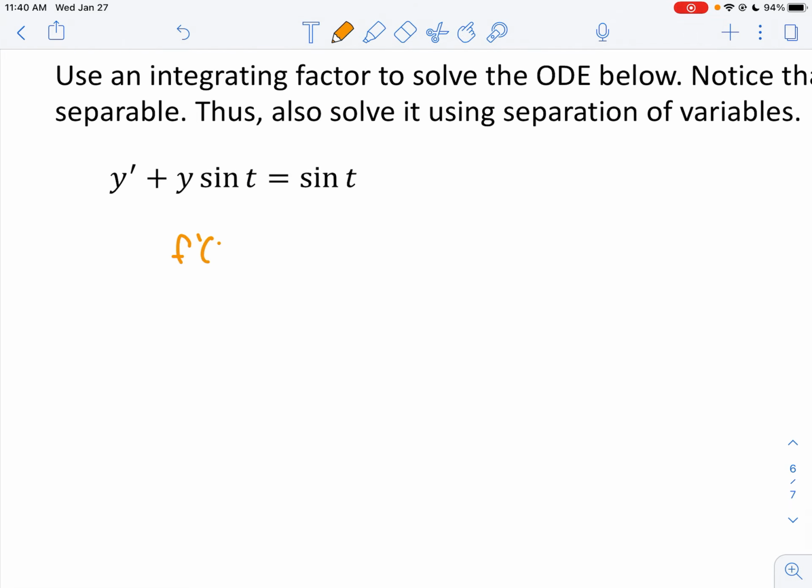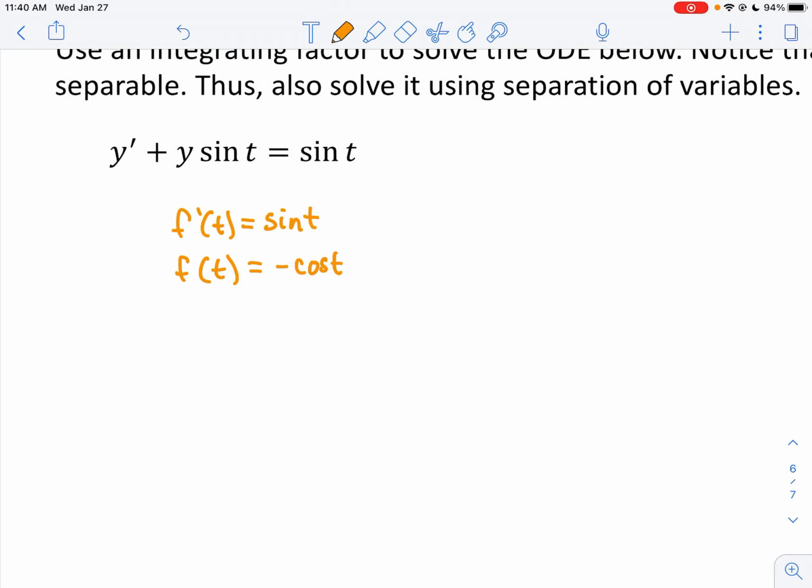So the f prime of t is the sine of t. That's next to that. That's being multiplied with that y. It's this one right here. And just a coincidence, it's the same as that. But this is the one I'm focused on. F of t, therefore, the antiderivative of sine is negative cosine. You don't need the plus c right here. We should need any function that's an antiderivative.